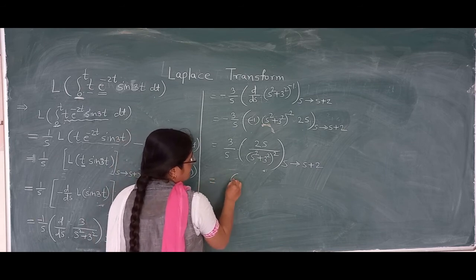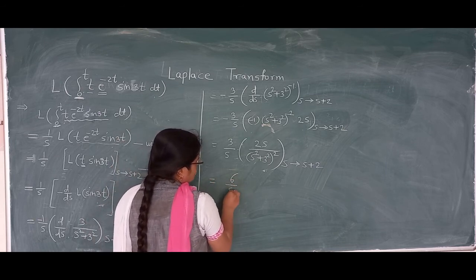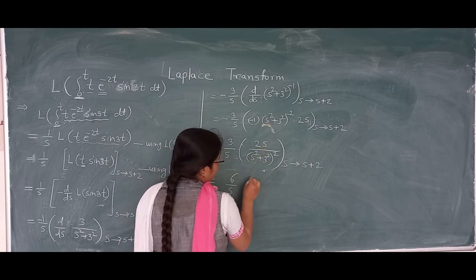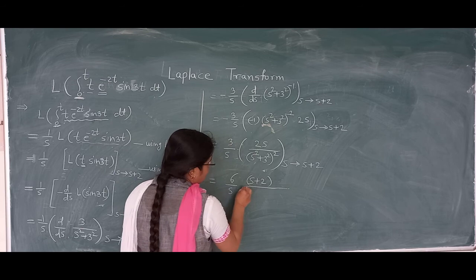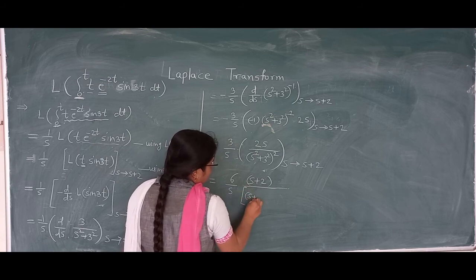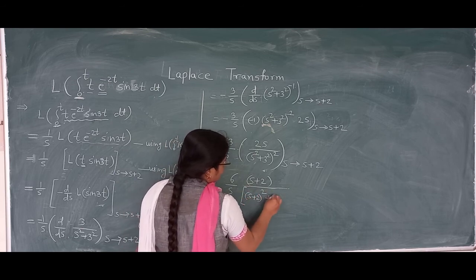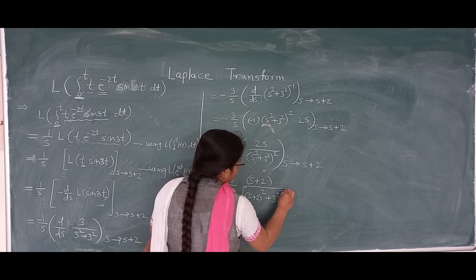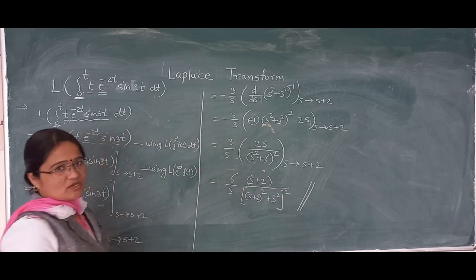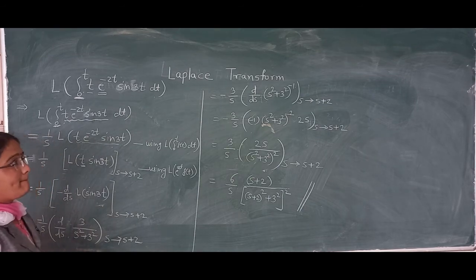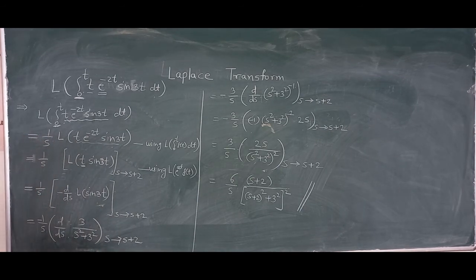Therefore, the final answer is 6 upon s. Here s will be shifted by s plus 2. So it is (s plus 2) upon ((s plus 2) square plus 3 square) whole square, which will be the answer of this question. Now apply one by one property and reduce the last term to a single number.